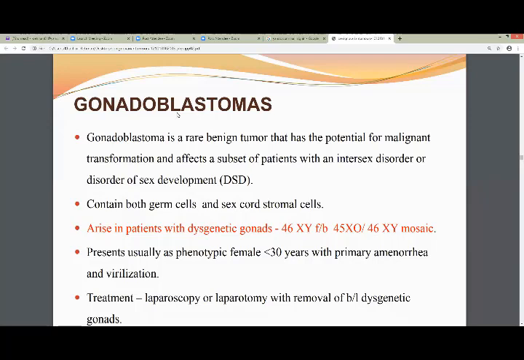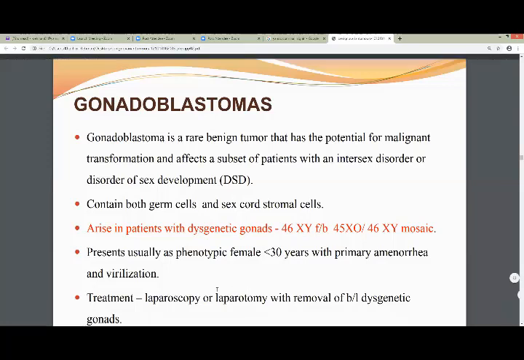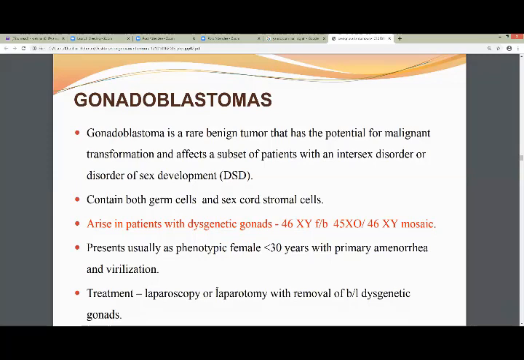So both germ cells and sex cord stromal cells are present in these types of gonads. They arise in patients with dysgenetic gonads. You remember, like 46XY and 46XY mosaics. So they usually present as phenotypical females, as I discussed with you, at less than 30 years of age with primary amenorrhea and virilization. So there were androgen insensitivity syndrome and enzyme deficiency, and all these we discussed in detail.